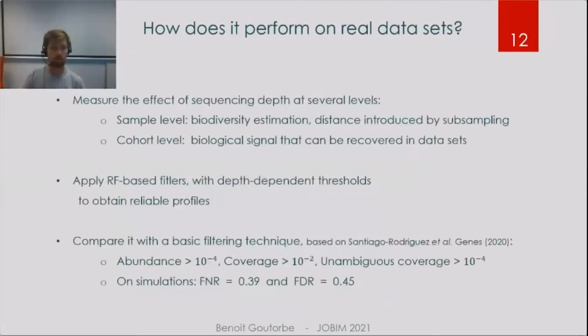Back to real data now. We wanted to measure the effect of sequencing depth at different levels, at sample level and cohort level, and to apply our random forest based filters to see how they behave on real data, and to compare with a basic filtering technique which was inspired by what was done in a previously published paper on shallow shotgun metagenomics. What we could see is that this filter performed really badly on the simulations, with a false negative rate of 40% and a false discovery rate of 45%.